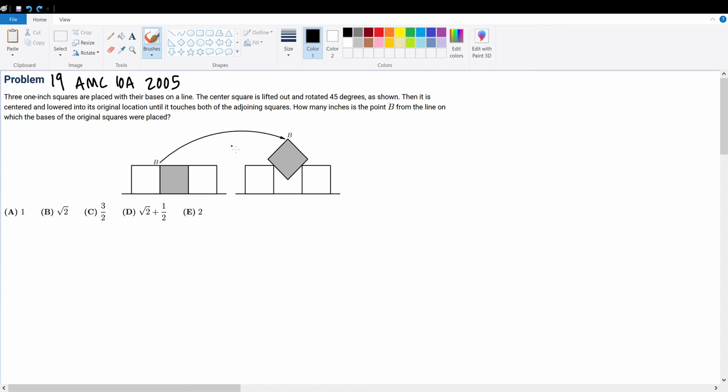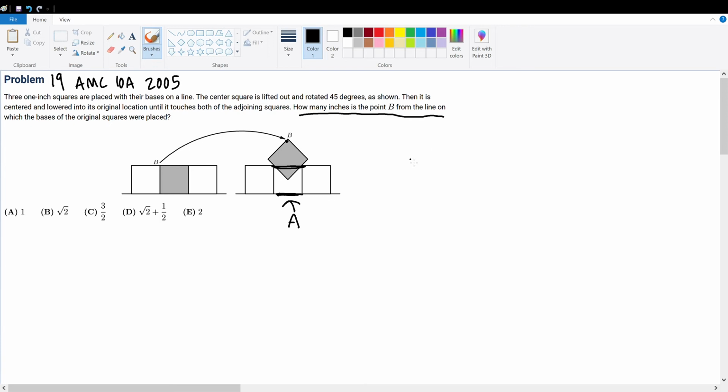The last sentence is very important. How many inches is the point B on the line from the base of the original square on which it was placed? So that is not referring to this line right here, because that's not the base that the original square was placed on. The base it was placed on is this segment right here. Let's call this segment A. So we want to find the distance from B to A, and this geometric problem is very simple.